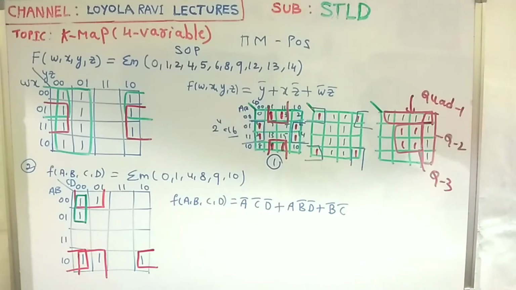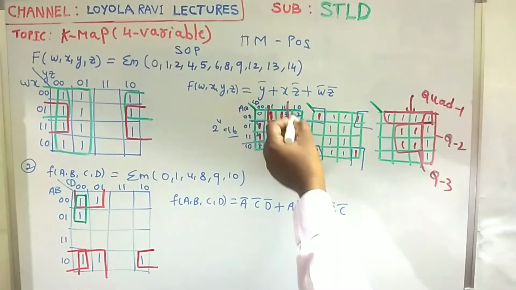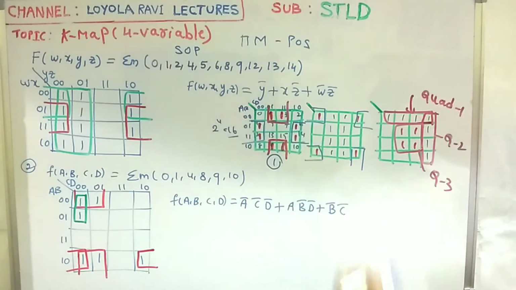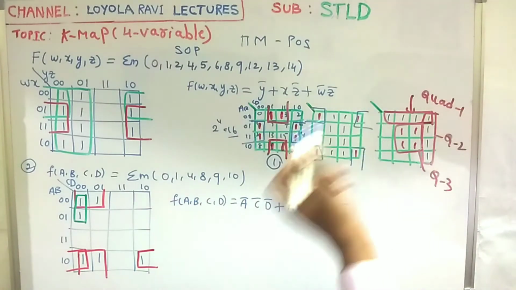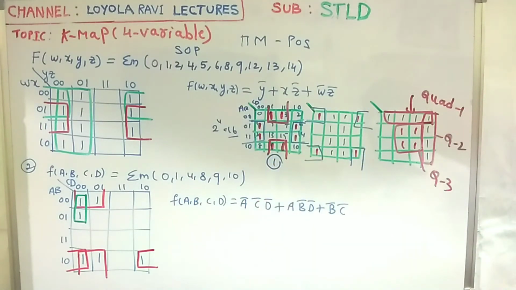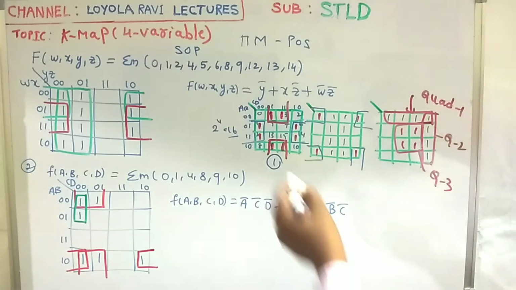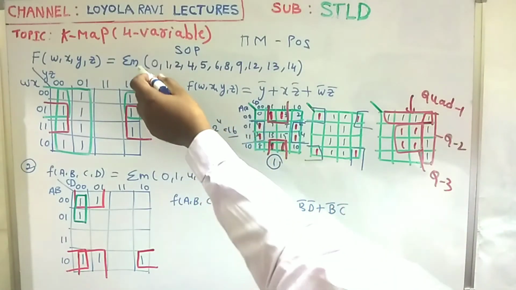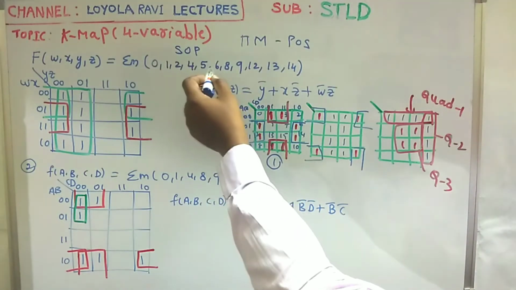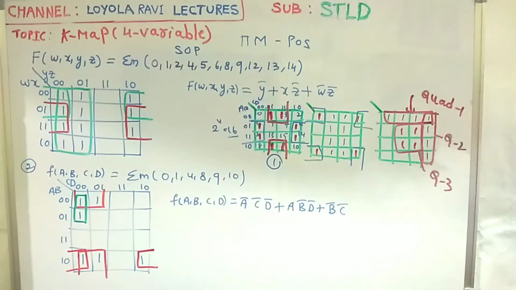This is the major one. If no quad is forming, then go for the pairs. Pairs we already know: 2 adjacent ones are nothing but a pair. Otherwise, 2 opposite ones are also called a pair. Like that we are going to take pairs. When we are checking for quads, if the K-map contains sigma m with 4 min terms or more than 4 min terms, then we can check for quads. Otherwise, no need to check the quads.